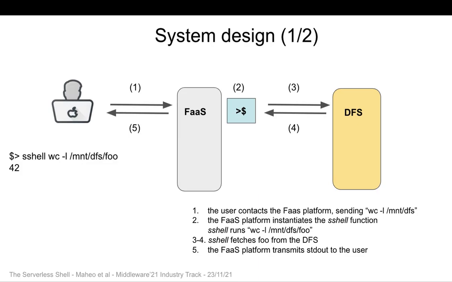In the second step, the FaST platform instantiates a shell function. In steps 3 and 4, shell will fetch the file foo on the distributed file system. And in step 5, the standard output is returned to the user.